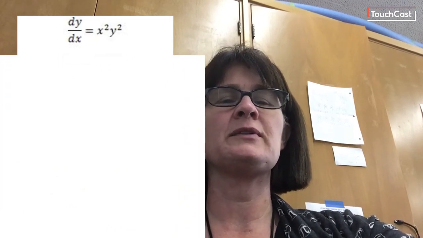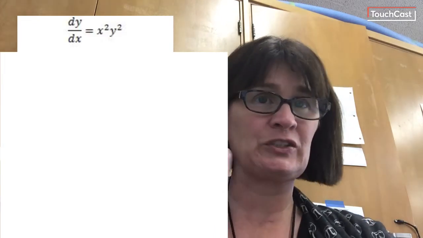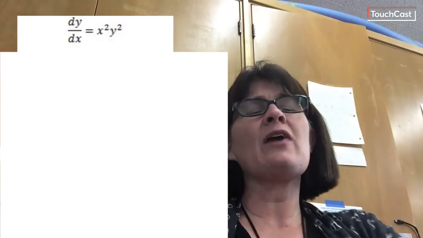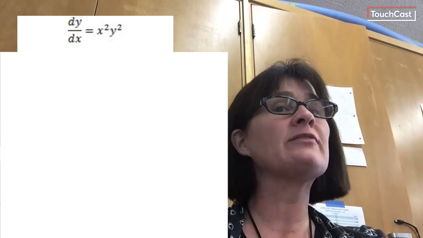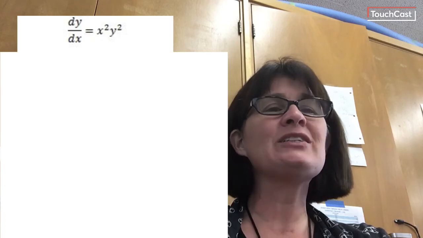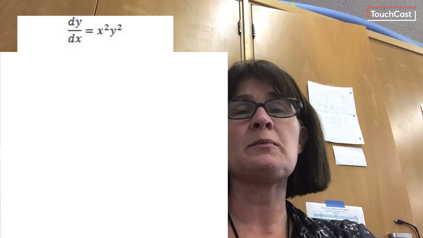I'll cover up my steps. So here I have an equation. It's a differential equation. It contains the expression dy dx. And on the other side, I have this expression x squared y squared. So this is my first time where I have a derivative given in terms of both x and y, and I'm supposed to find what y is.